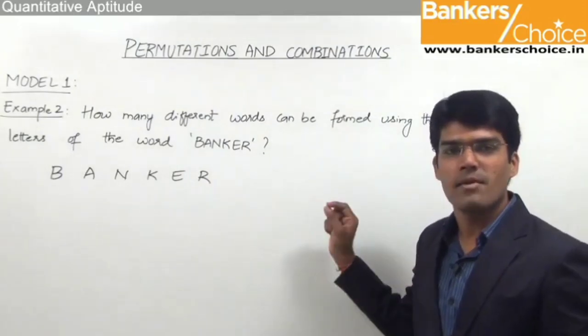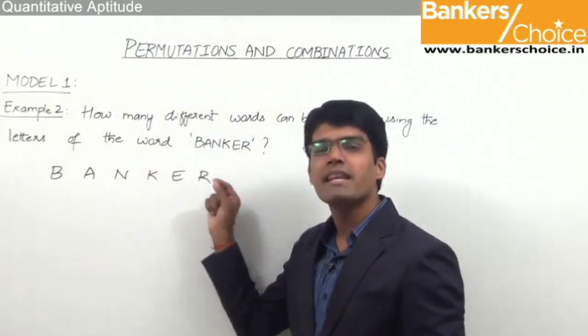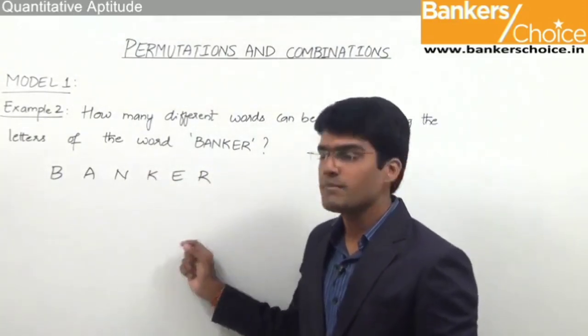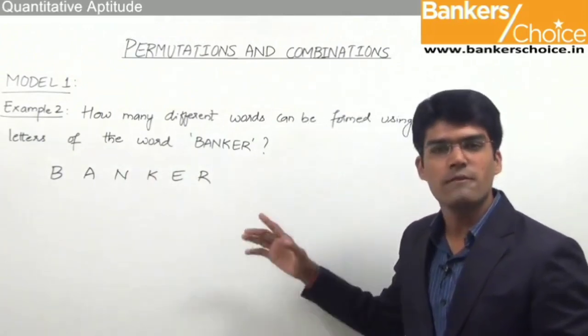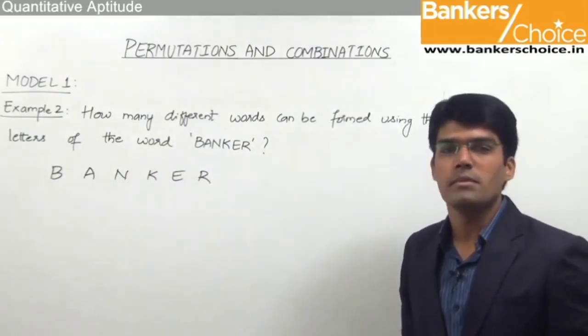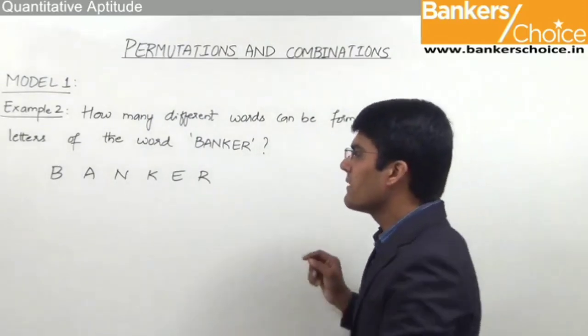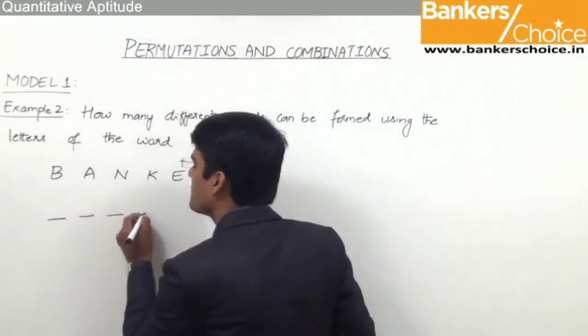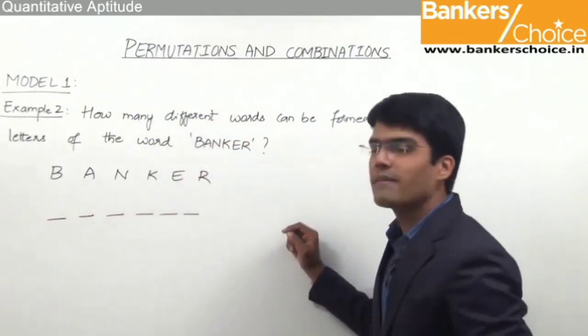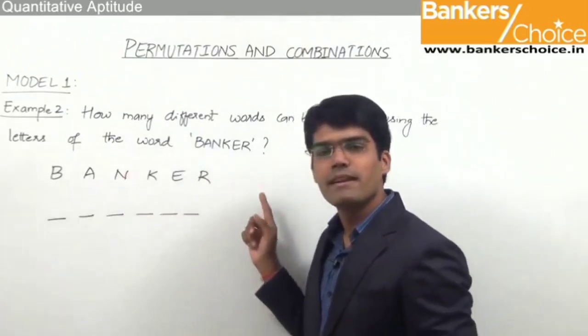Remember friends, in such type of questions, we have to use each and every letter and only once. That means all the 6 letters must be used in forming a word and there should not be any repetition. All these words can be used only once. Now, as you can see here, while forming a word, again we have 6 positions. 1, 2, 3, 4, 5 and 6 positions. Why? Because there are 6 different letters.